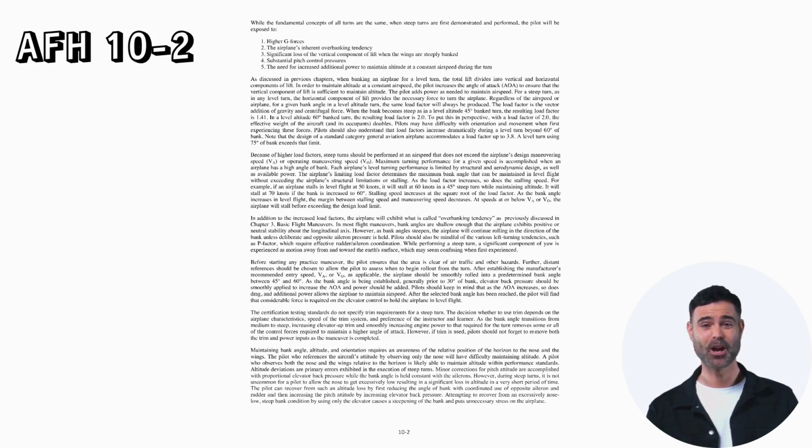The pilot can recover from such an altitude loss by first reducing the angle of bank with coordinated use of opposite aileron and rudder, and then increasing the pitch attitude by increasing elevator back pressure. Attempting to recover from an excessively nose-low, steep bank condition by using only the elevator causes a steepening of the bank and puts unnecessary stress on the airplane.